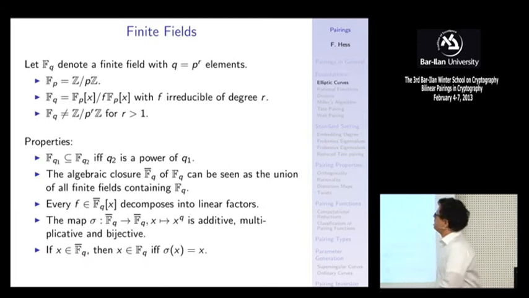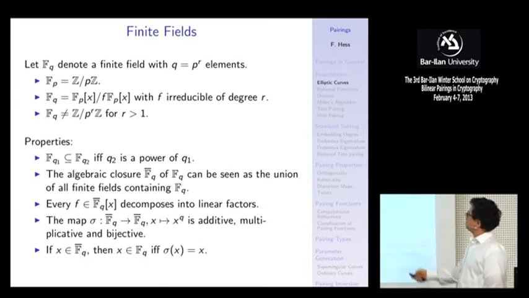So, finite fields recap. F_q is a finite field with q elements, so q must be a power of a prime. If it's a prime p, it's Z modulo pZ, so you take the integers and compute modulo p. A common first year's mistake is, if I want to have the finite field with q elements, to just take Z modulo p^r Z. But this is wrong, because this is not a field.